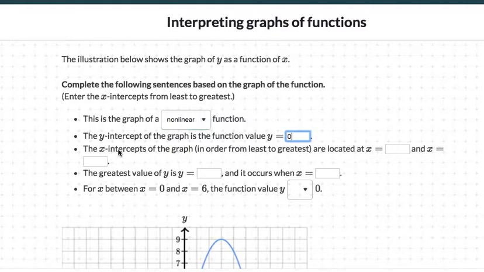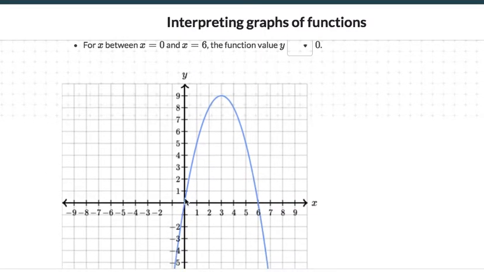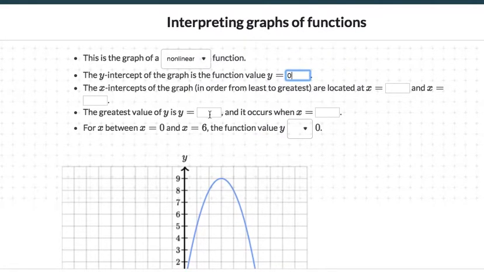The next ones here, we're being asked specifically to order them from least to greatest. The x-intercepts of the graph are located at 2 points. This function is a curve, and it crosses the x-axis once at x equals 0, and it comes back down and crosses over the x-axis again at x equals 6. So 0 and 6 are our x-intercepts, the points where it's crossing the x-axis. So x equals 0, and x equals 6.